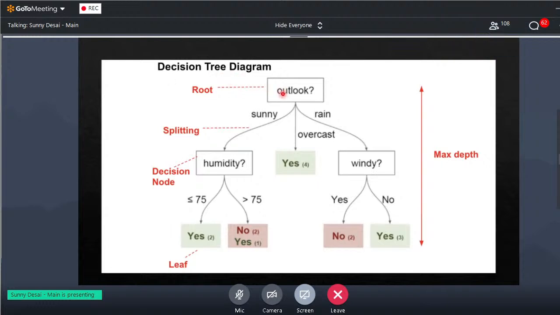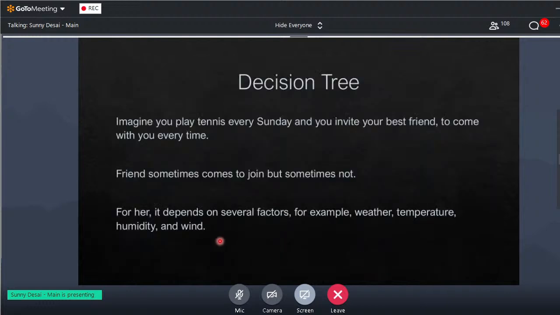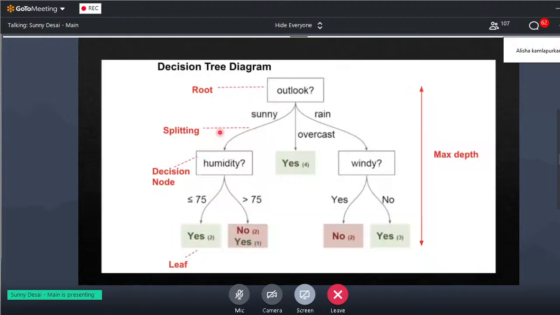Now, if I take you back to the several factors that we are considering: one factor is weather, the second factor is temperature, the third factor is wind. Let's come back here and see the different factors. One factor that we see here is outlook. What is this outlook? It is actually the weather. Weather means either it is sunny, it is overcast, or it is rainy.